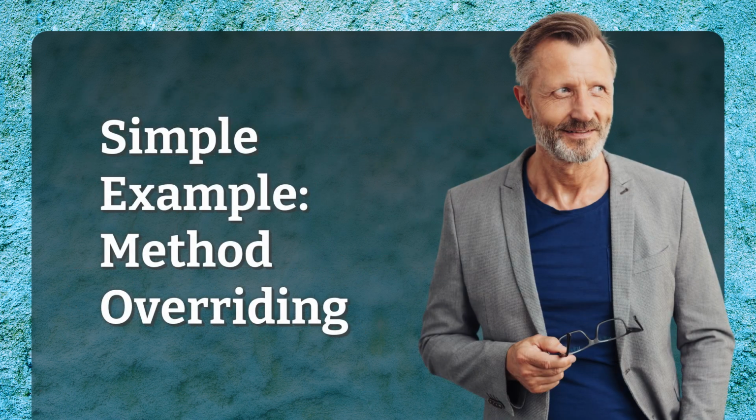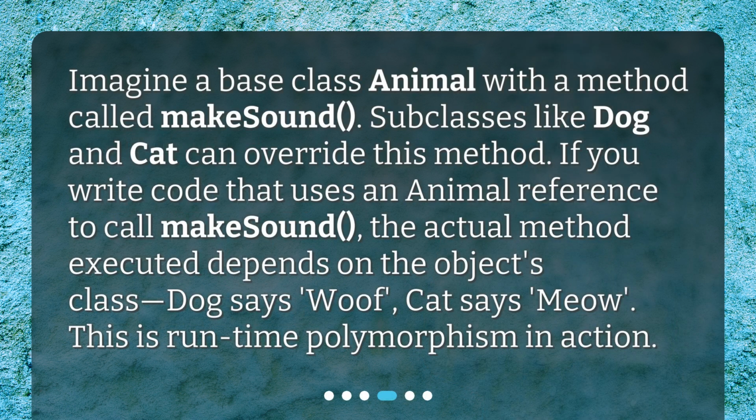Simple example, method overriding. Imagine a base class with makeSound. A subclass like Dog and Cat can override this method. If you write code that uses an Animal reference to call makeSound, the actual method executed depends on the object's class. Dog says woof, Cat says meow. This is runtime polymorphism in action.